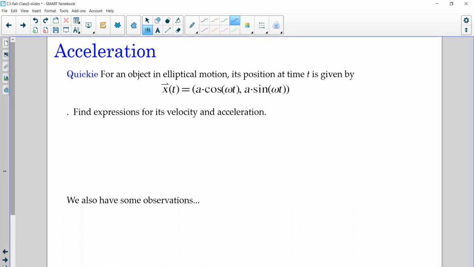Alright, in the last video for week 5 we're going to discuss acceleration. Just as an opening problem, if we think of an object in elliptical motion, its position x of t at time t is given by that. We want to find expressions for its velocity and acceleration. So I encourage you to just pause the video here and take a shot at finding the velocity and acceleration vectors.